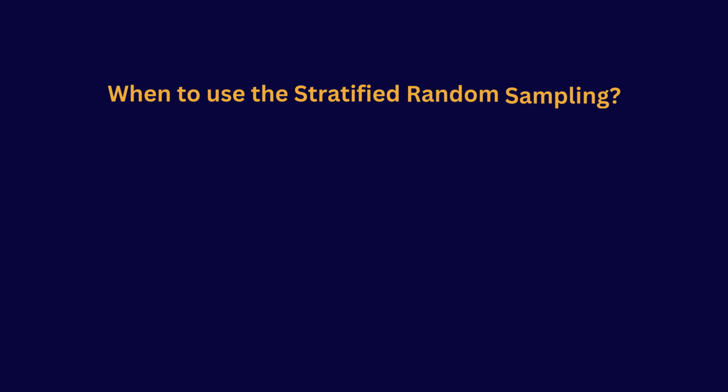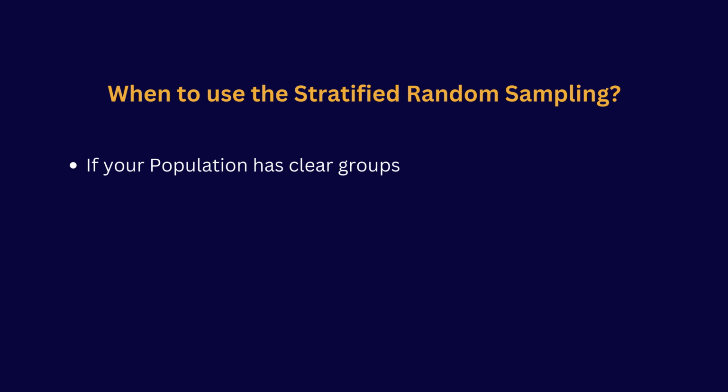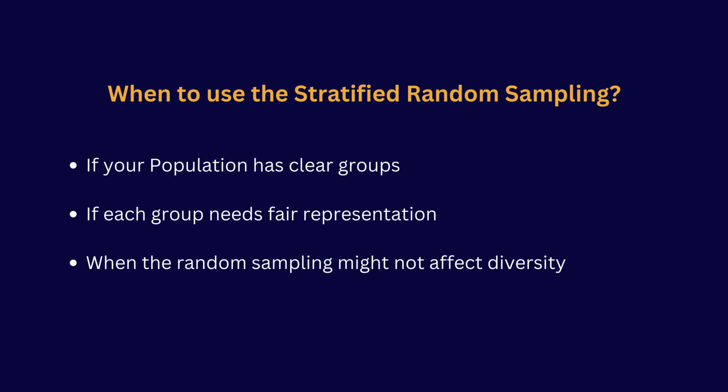The next thing is when to use stratified random sampling. We can use stratified random sampling if your population has clear groups or if each group needs fair representation or when random sampling might not reflect diversity. That's stratified random sampling made simple.